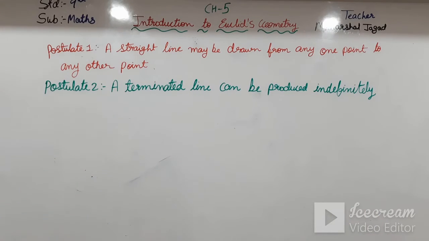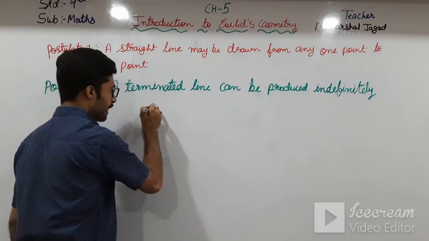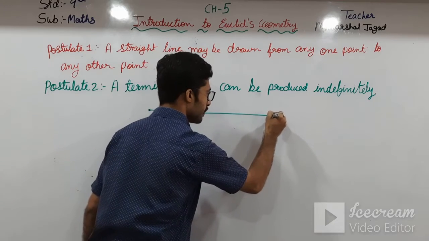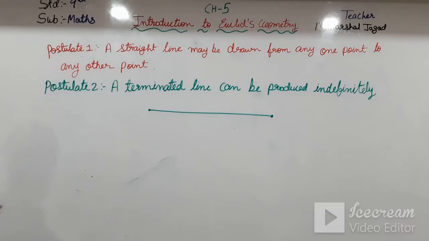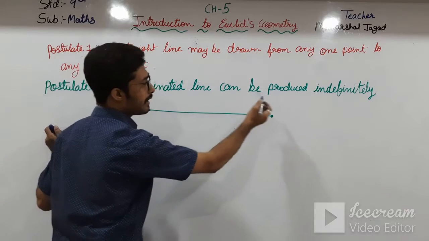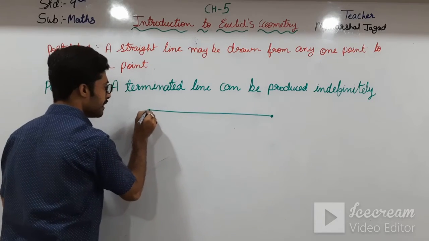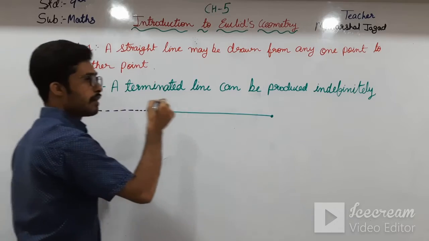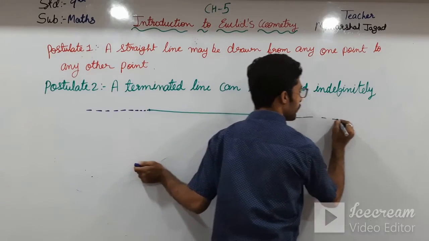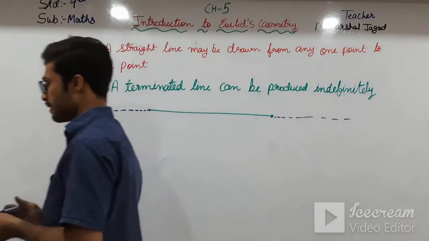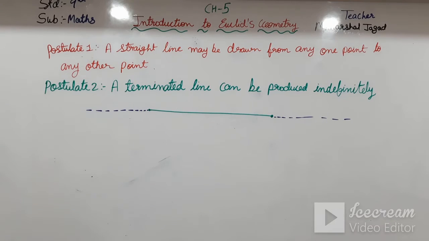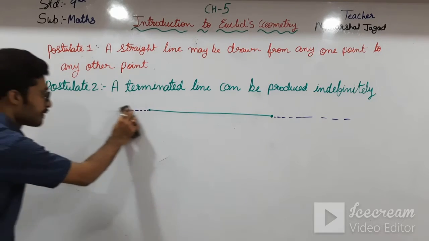How? We'll see here. In the first, I have drawn a definite line joining two points. They are saying that a terminated line can be produced indefinitely, so this line can also be produced from here. Okay, students, that is what is seen in postulate number 2. Now postulate number 3, let us see that.